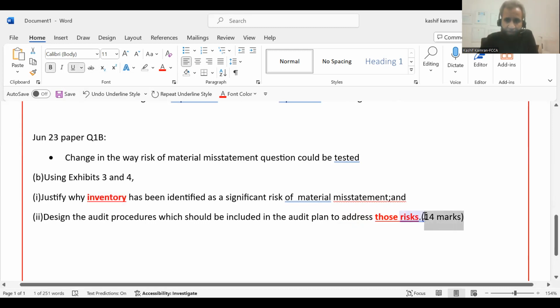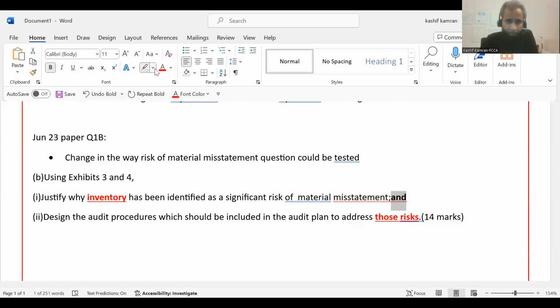The total marks are 14 for 1 and 2. And you can see the word "and" here. This requirement is breaking down here. You can see this word "and."